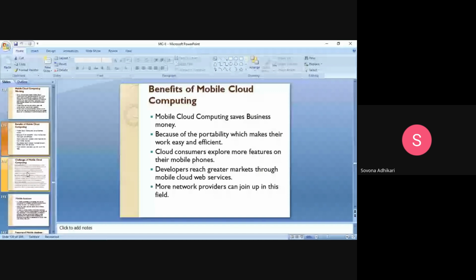The benefits: mobile cloud computing saves business money because of portability, which makes their work easy and efficient. Cloud consumers can explore more features on their mobile phones. Developers reach a greater market through mobile cloud web devices. More network providers can join in this field.